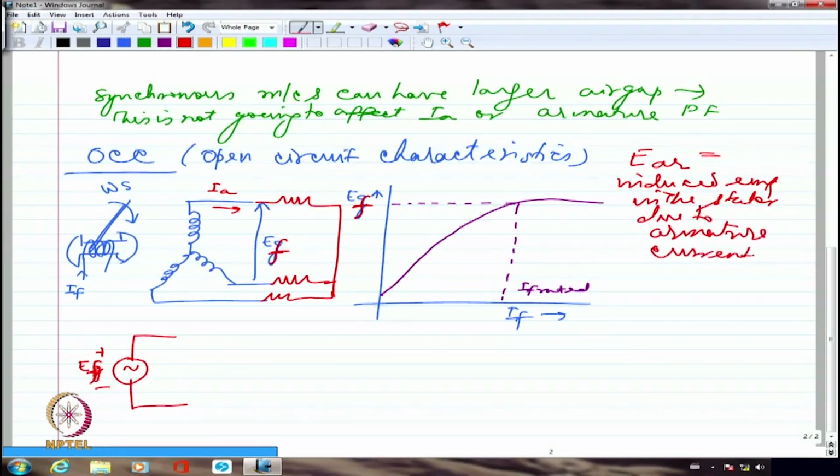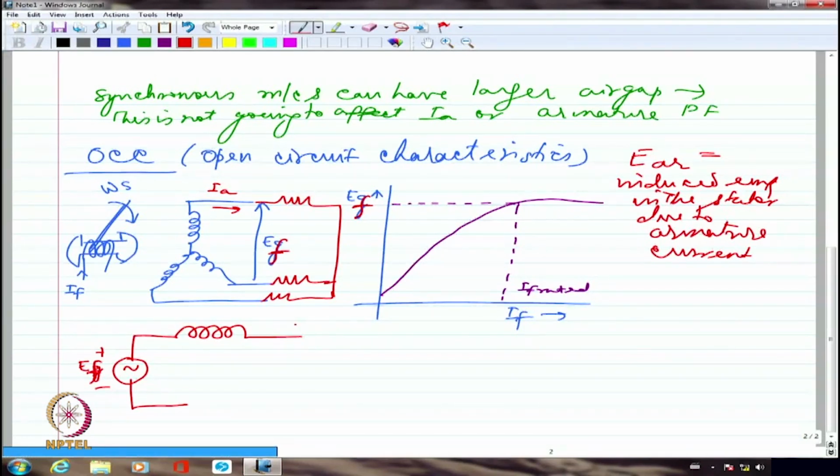So, now when I look at the resultant, I have to look at the resultant of these two EMFs before I say what is there in the terminals of my machine, the armature terminals of my machine. This armature reaction EMF, actually I can specify as a reactance drop. As simple as that. Because after all it is due to flux.